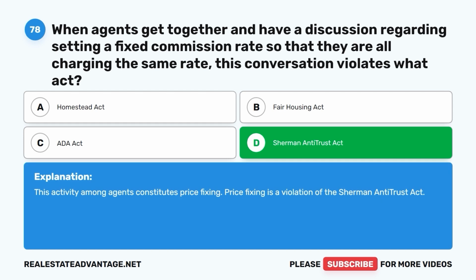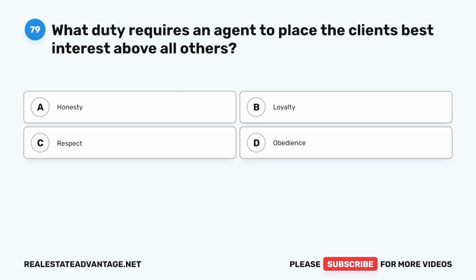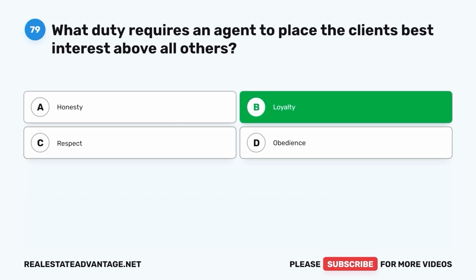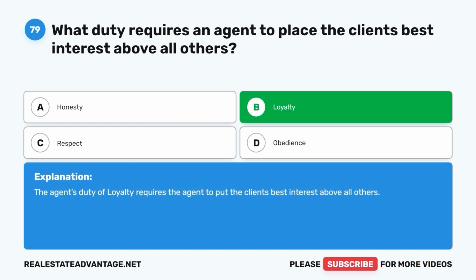This activity among agents constitutes price fixing. Price fixing is a violation of the Sherman Antitrust Act. Question 79. What duty requires an agent to place the client's best interest above all others? A. Honesty. B. Loyalty. C. Respect. D. Obedience. The correct answer is B. Loyalty. The agent's duty of loyalty requires the agent to put the client's best interest above all others.